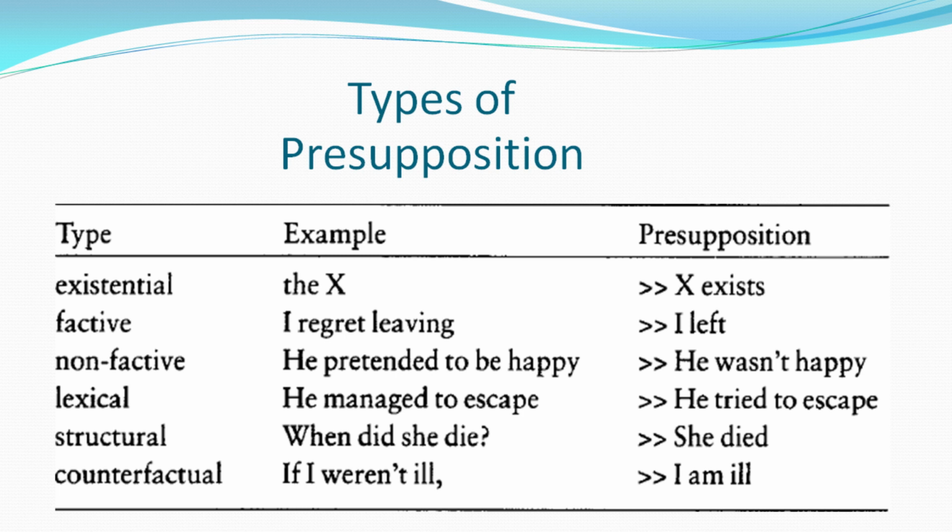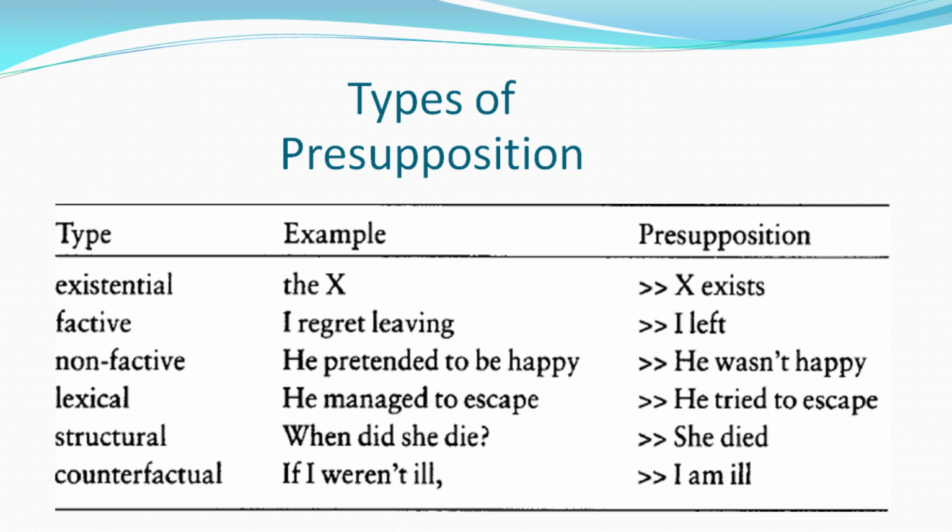The third type is non-factive. So if I say he pretended to be happy, look here, pretended to be happy. That means that he wasn't happy because he was pretending. So the keyword here is pretending or pretended. That means that he wasn't happy. So that's non-factive, against the fact. Lexical, using words like managed. If I say he managed to escape, this implies that he was trying to escape. So he did it. He tried to escape, from the lexical term managed.